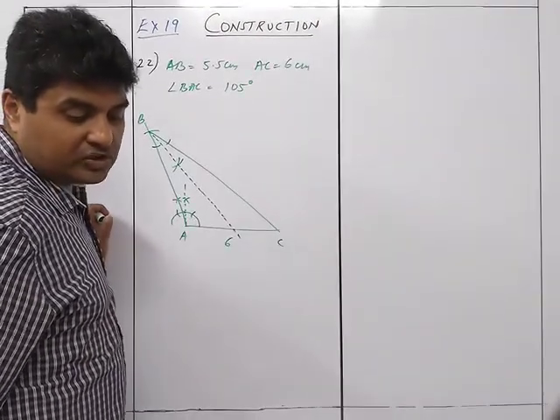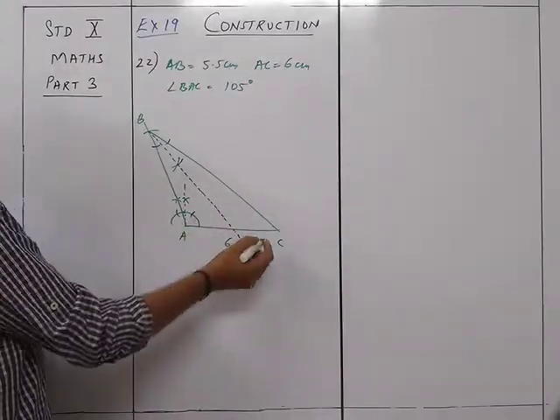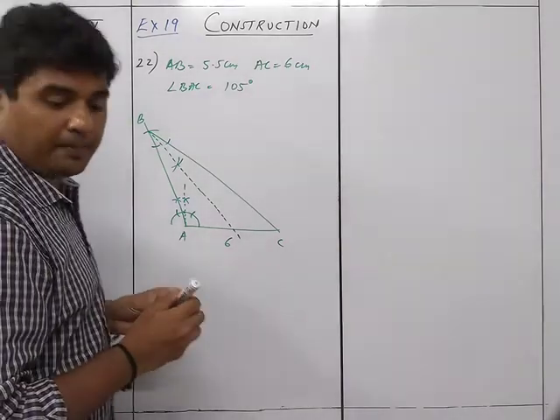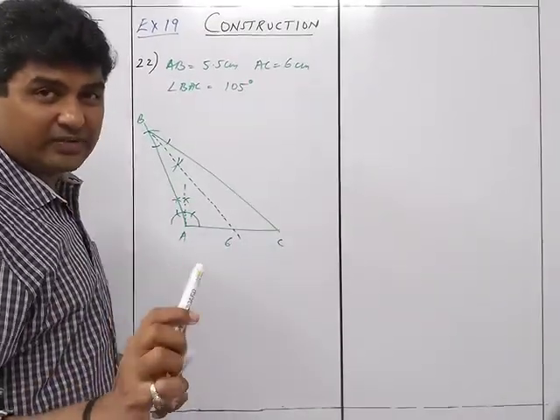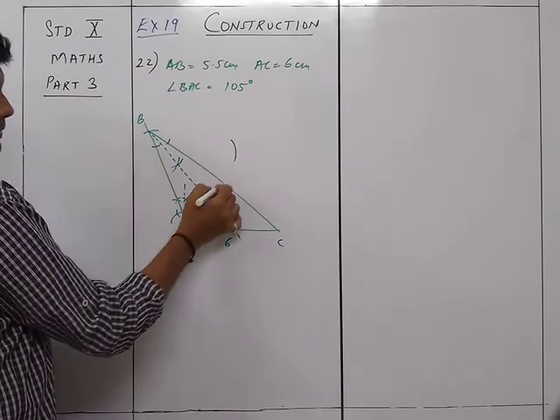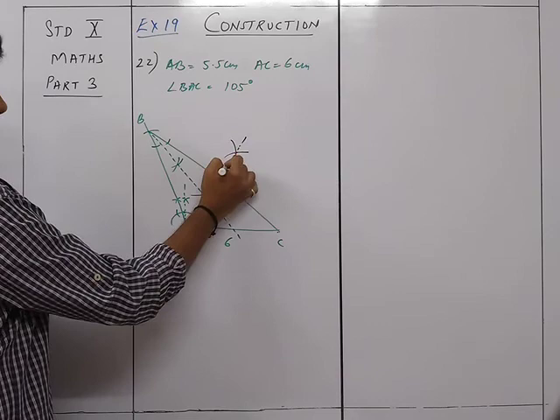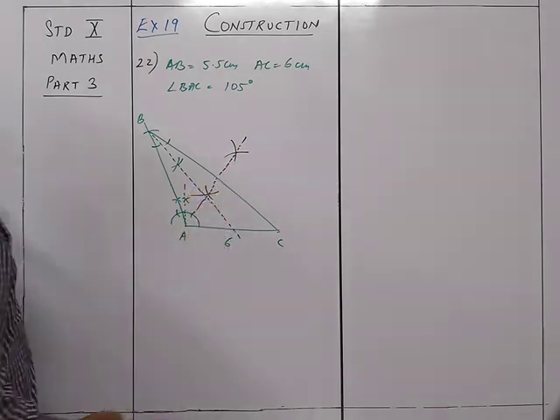The next you have to construct the locus of point equidistant from B and C. So for B and C equidistance, you need to draw the perpendicular bisector. If there are 2 points given to you, you are going to draw the perpendicular bisector. So from B, up, down, from here, up, down. So this is your required perpendicular bisector of BC.